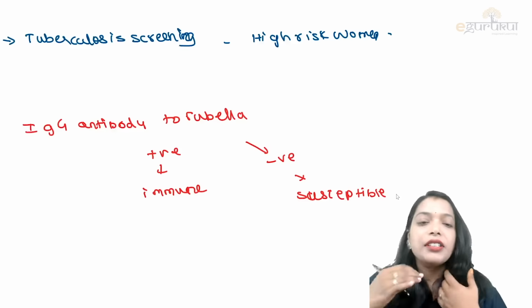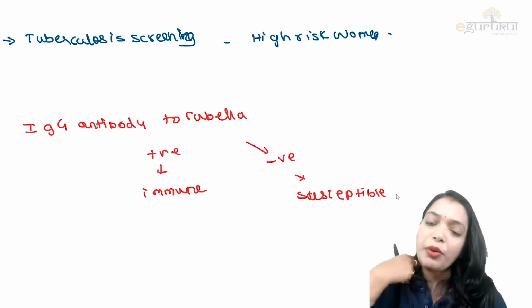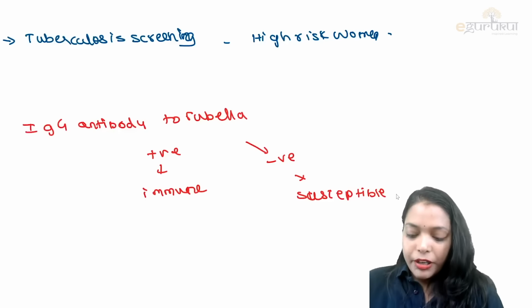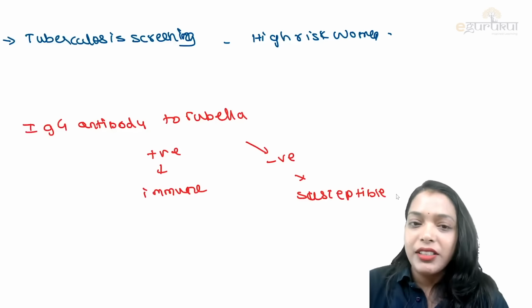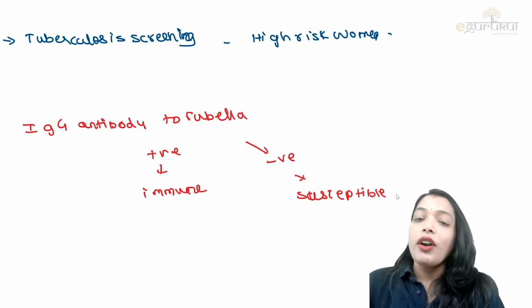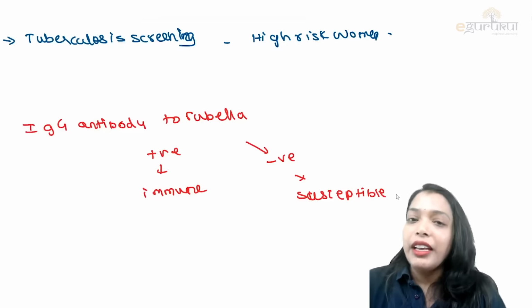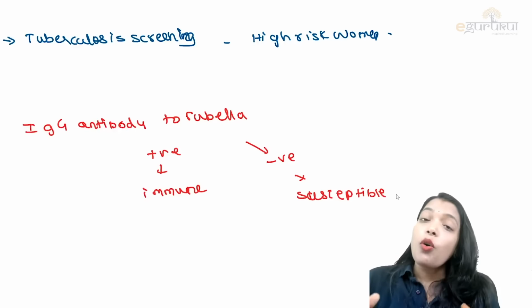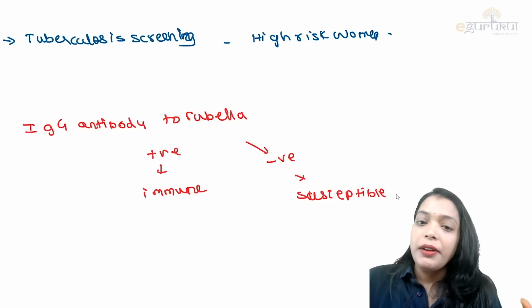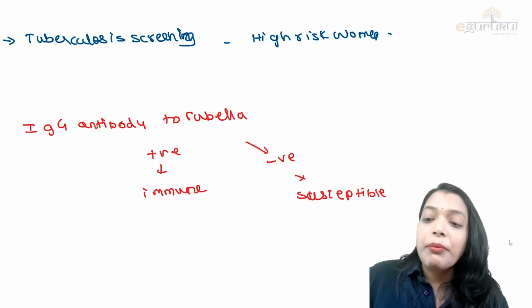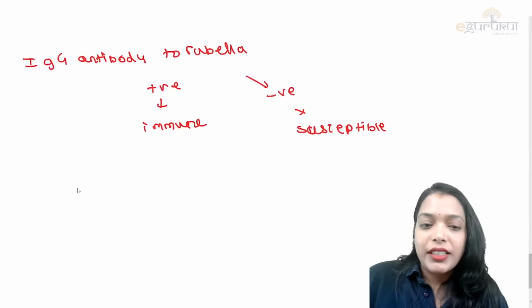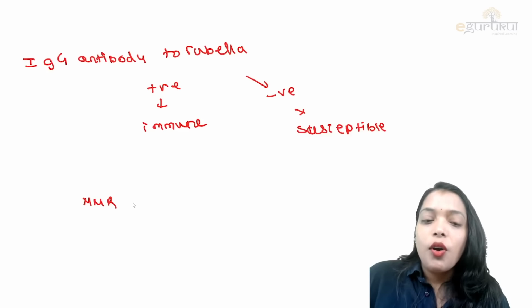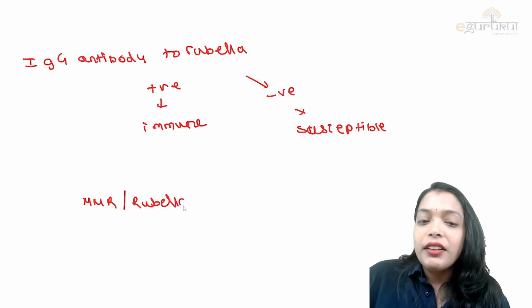Even if she is susceptible, it doesn't mean you have to give the vaccine now, because MMR or rubella vaccination is contraindicated in pregnancy as it's a live vaccine, right? But if unknowingly you give it, she can continue, but don't give it wantedly in pregnancy. If somebody has received MMR or rubella vaccine, they should delay the pregnancy for 1 month.